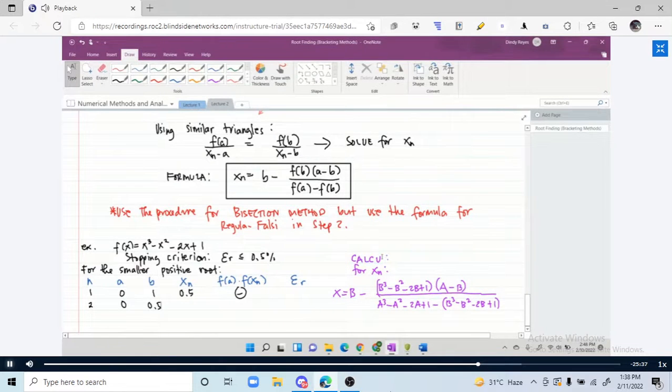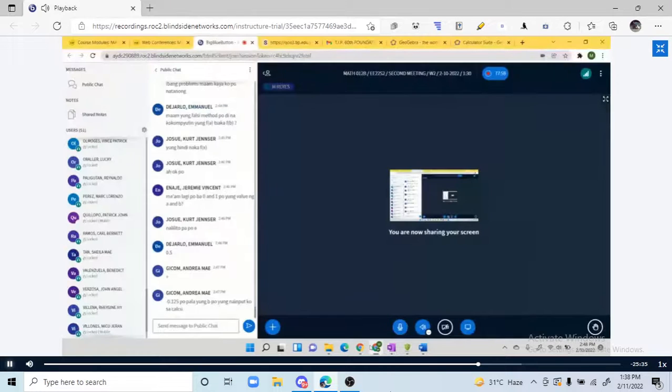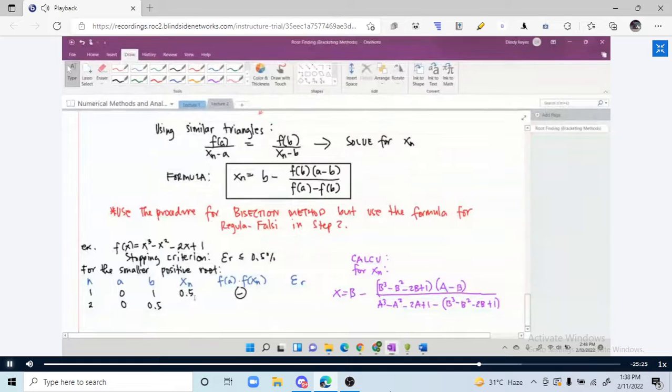Ano yung negative 1.25? Saan galing yun? O pala ba yung B po yung na-input? Mali yung input mo. Okay. So, it should be 0.5, no? So, negative. Alright. So, what is x sub 2 here? If A is 0 and B is 0.5.